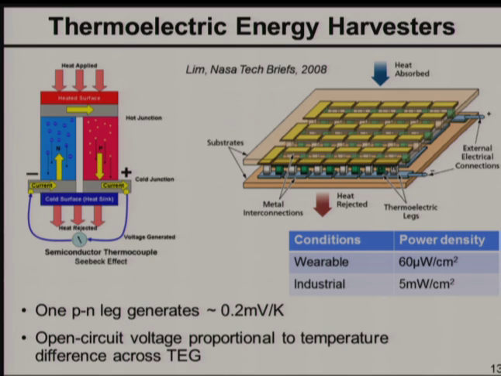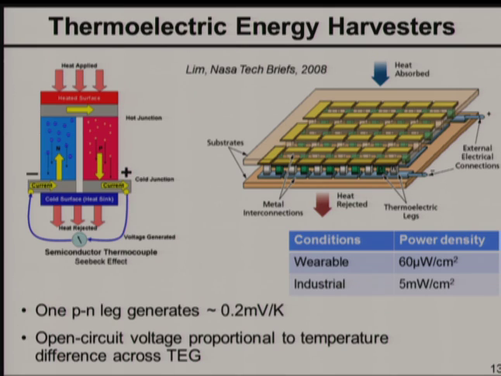Moving on, that was a brief description of solar cells. Thermoelectric generators are basically used to harvest ambient heat energy, and they are the basic unit of the thermoelectric energy harvester. It operates on the Seebeck effect.